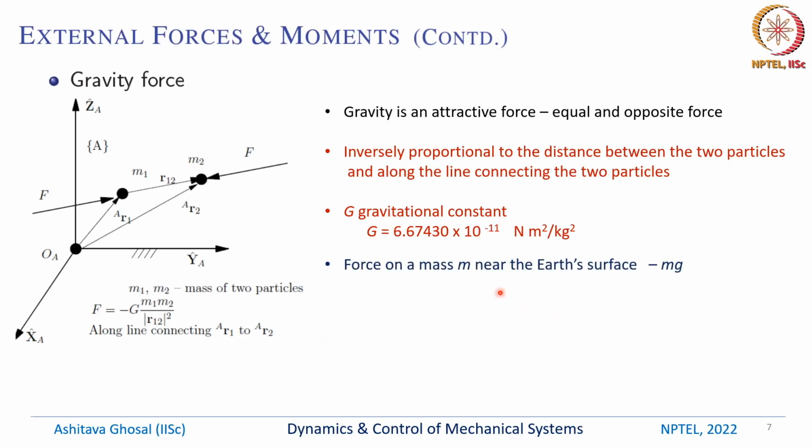The force on a mass m near the Earth's surface is m into g. Okay, so what is g? G is some number which is, so m1 is, let's say, one of the masses, so G m2 divided by r square, where r now is the radius of the Earth. Okay, and if you have a particle of mass m sitting on the surface of the Earth, the force will be m into g, where g you can calculate, it is 9.81 meters per second square.